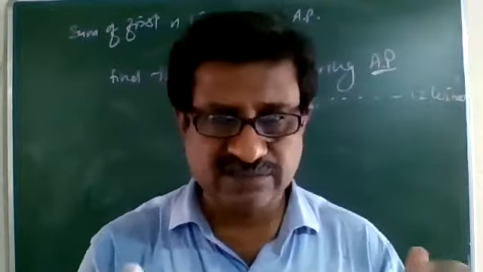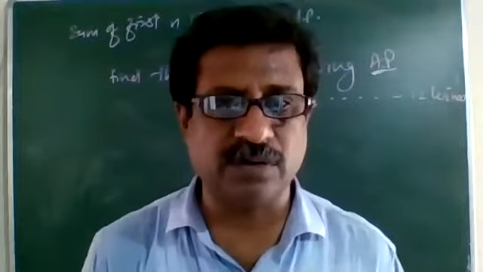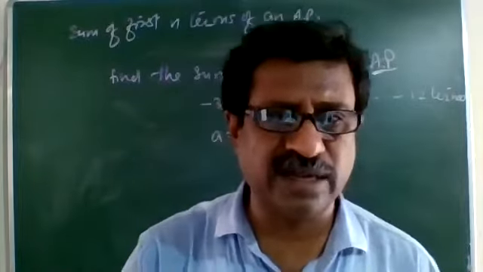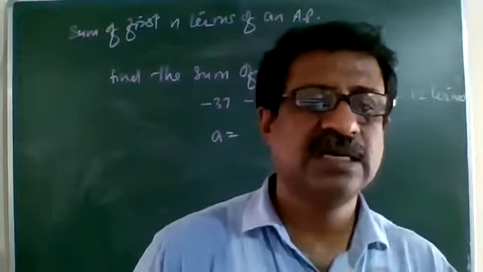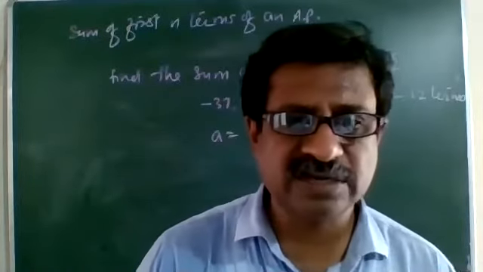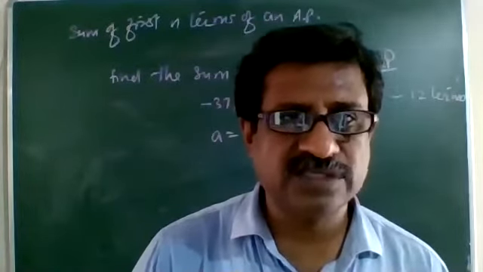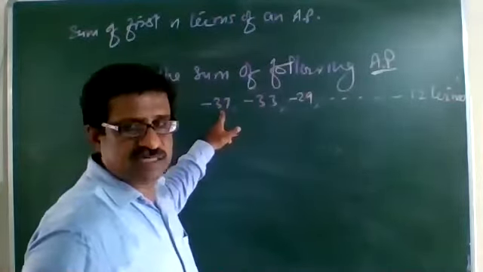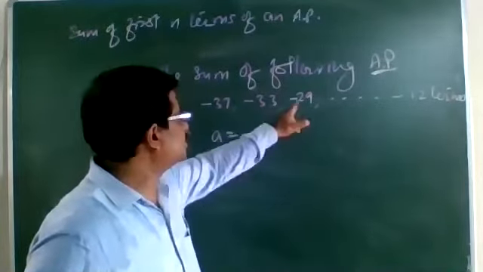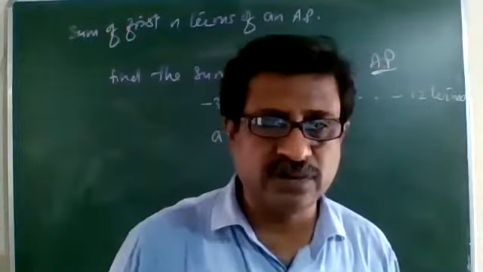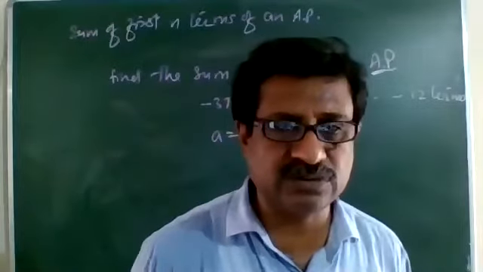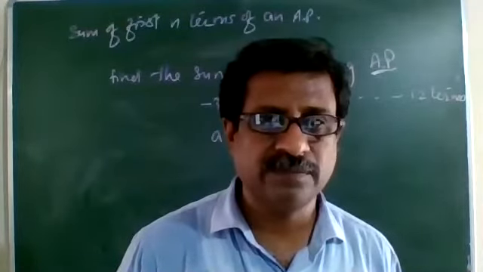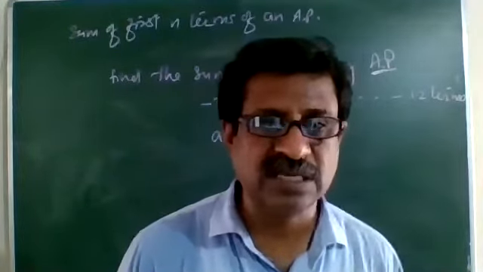If it is not mentioned that it is an AP, then you have to check whether it is an AP or not. If it is an AP, then only we can use the formula for n terms of an AP. How to check whether it is an AP or not? Find the difference of two consecutive terms. That is minus 33 minus minus 37, which is 4. Minus 29 minus minus 33, that is also 4. The difference of two consecutive terms in each case is the same, that is 4. Therefore, it is an AP. But we don't have to check it here because it is already mentioned that it's an AP.